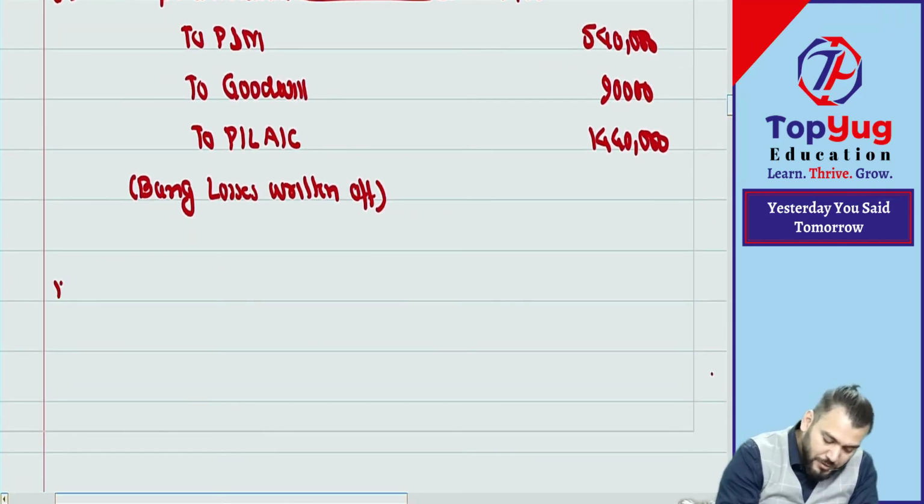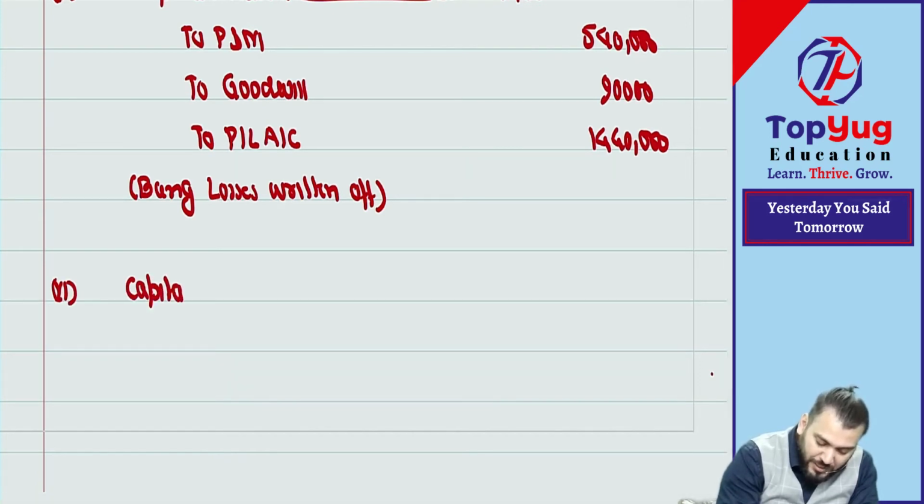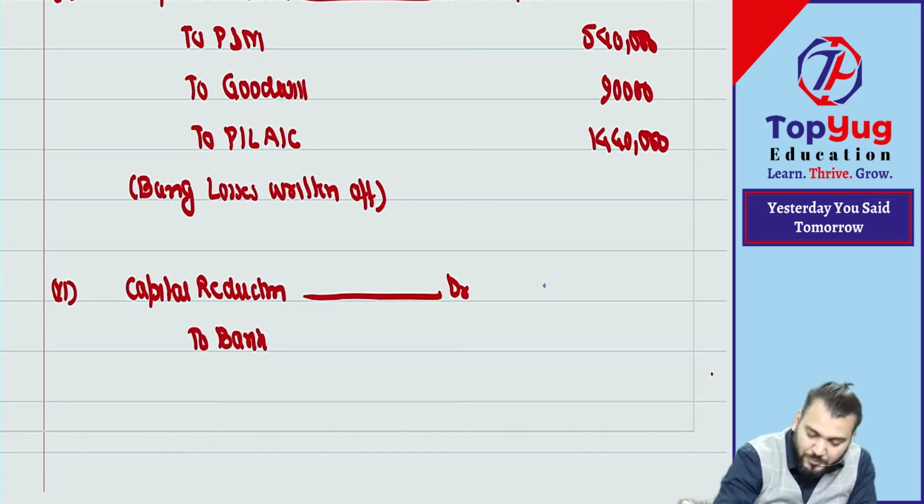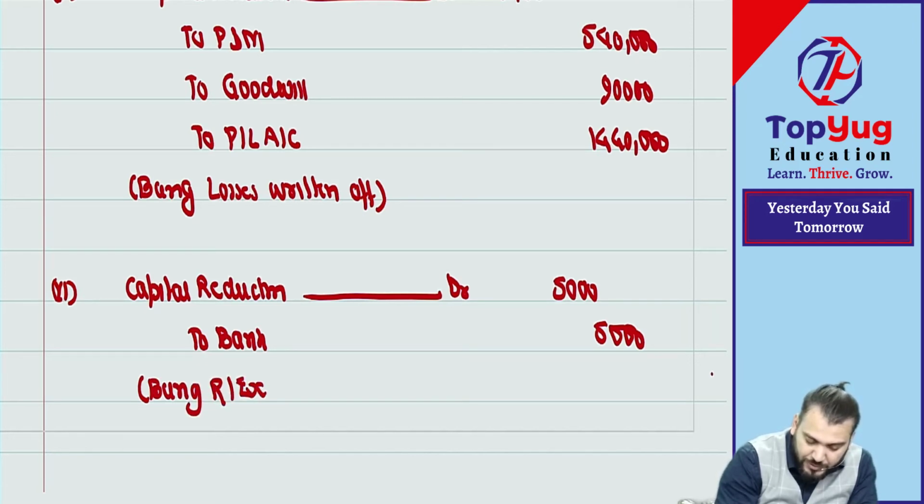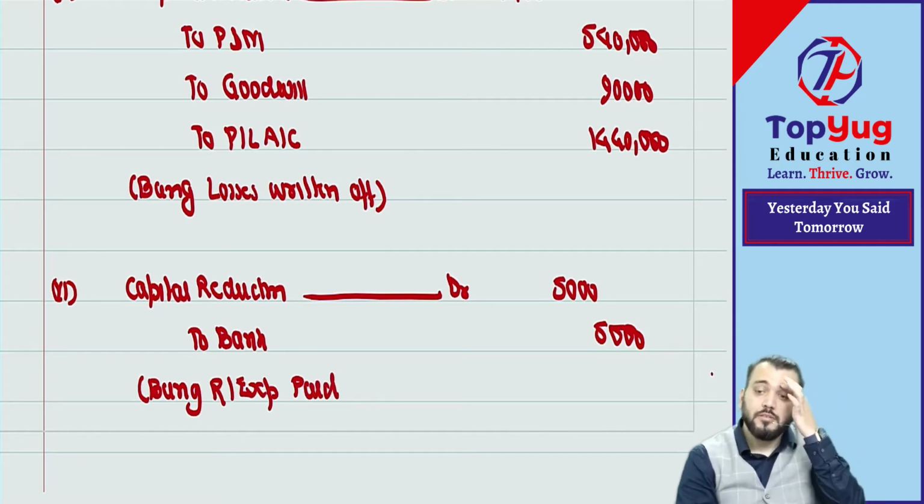Very good. You have understood the chapter now. Capital Reduction Account debit to Bank, it is 5,000. Being reconstruction expense paid. Done. Got it.